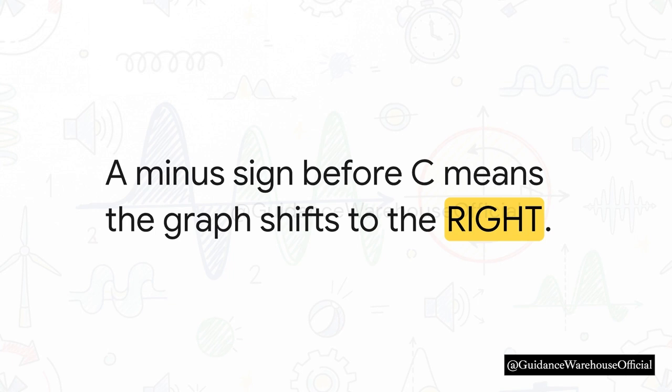This is the trap, because the standard formula already has a minus sign in it. A minus sign in your specific equation means your C value is actually positive. Therefore, a minus sign means the graph shifts to the right. Conversely, if you see a plus sign in the parentheses like x plus pi, your wave is actually shifting over to the left. Don't let that trick you.